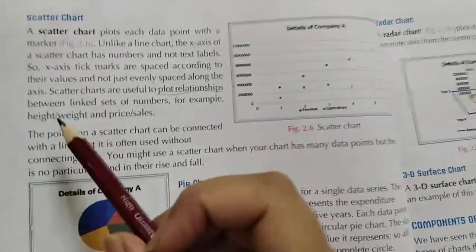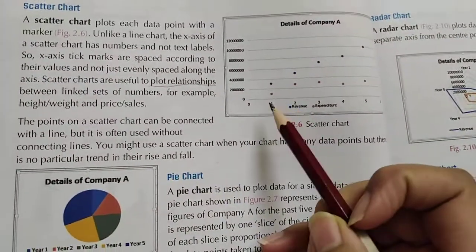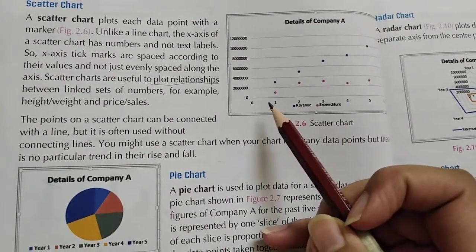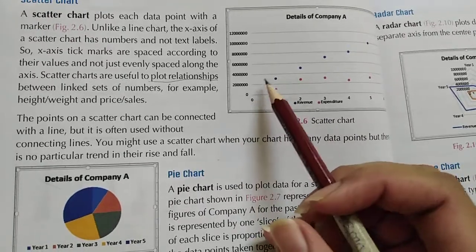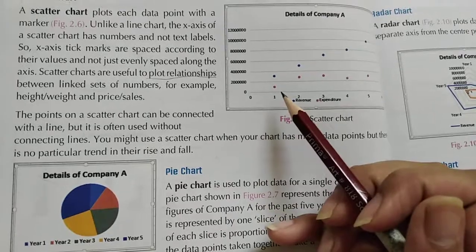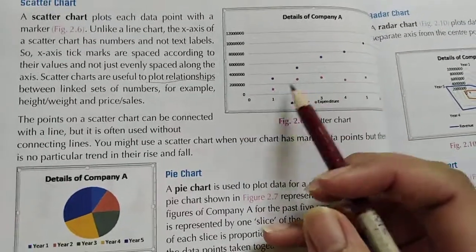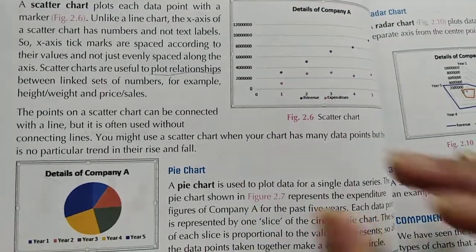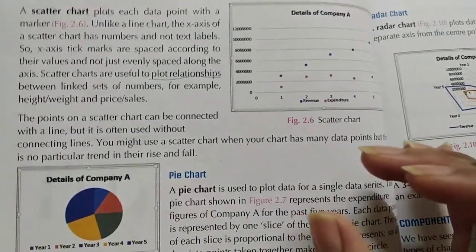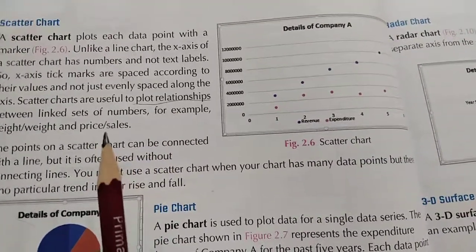Then comes the scatter chart. Actually, a scatter chart has dots on the x and y axis. These axes do not have labels, and the dots are not connected with each other. It is called a scatter chart because you cannot see the trend of the data at a glance. It is used when you want to plot the relationships between linked sets of numbers.